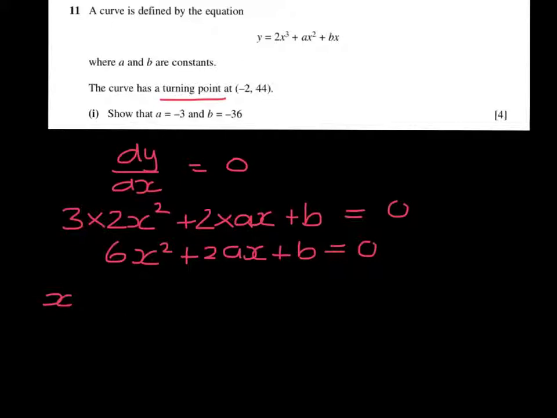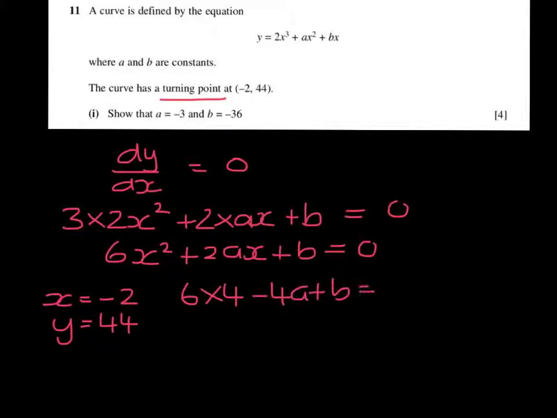We're told that when x equals minus 2, y equals 44 is the turning point. So as I substitute minus 2 into this equation, I get 6 times 4 minus 4a plus b is equal to 0. So minus 4a plus b has to equal minus 24, and I get one equation to work with.